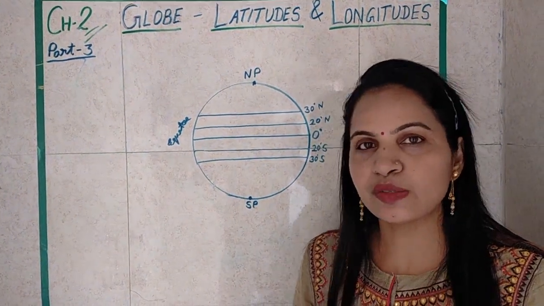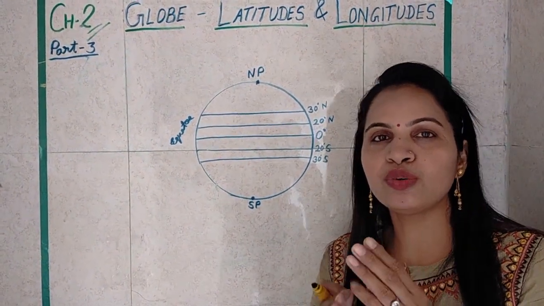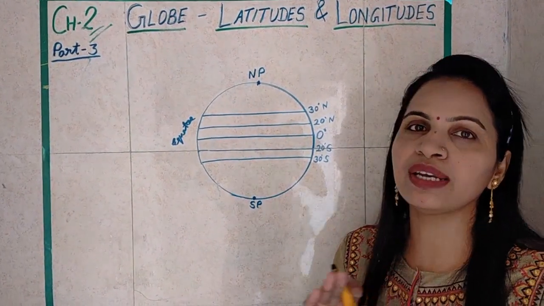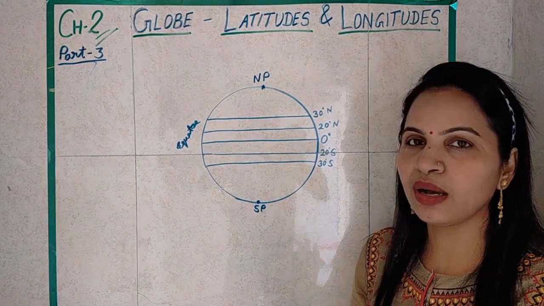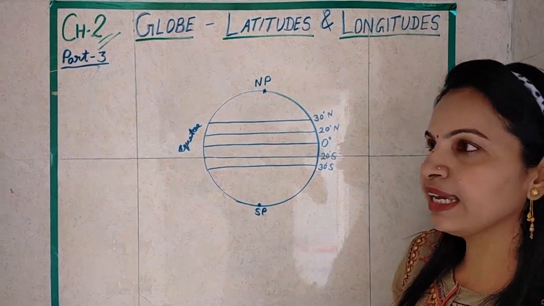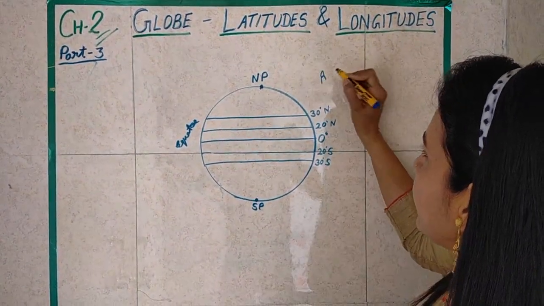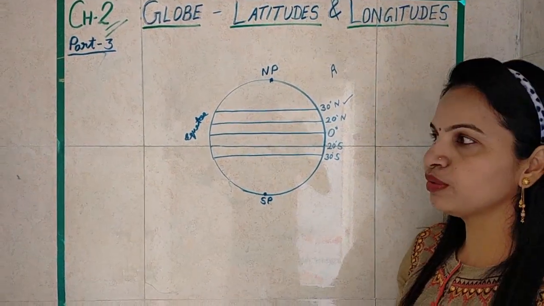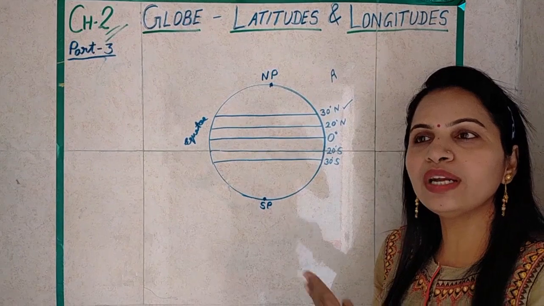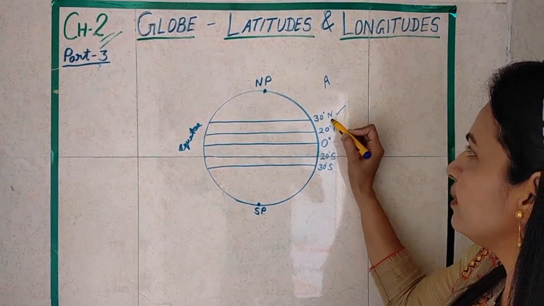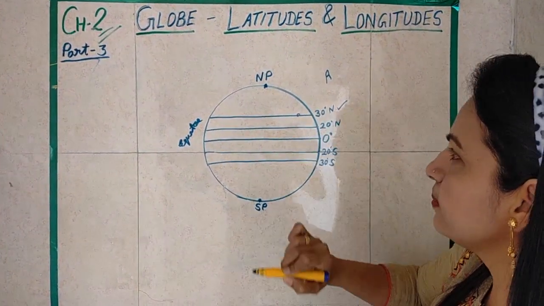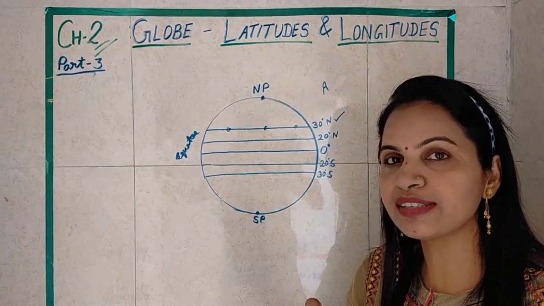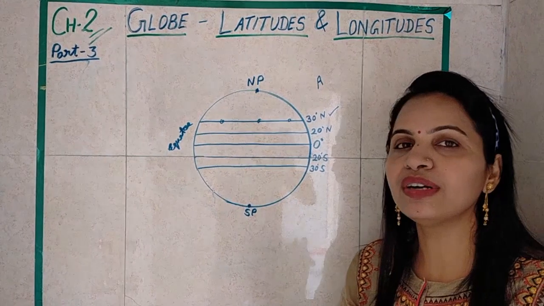The thing is, students, if we want to locate any place on the globe, only the latitudes are not enough. Let's see how. Suppose someone says place A is located at 30° north latitude. So it's a great confusion. Where to locate that place on this 30° north latitude? Here, maybe here, or maybe here. So I hope now you understand that only latitudes are not enough.